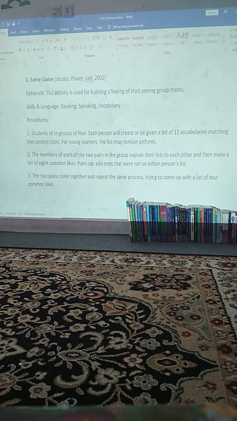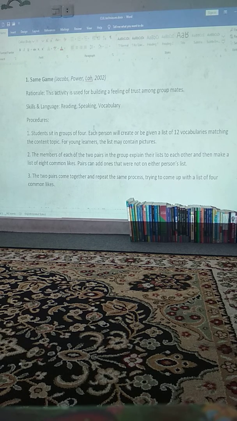So instead of aiming for competition, we should aim for collaboration. And the first step toward collaboration is building the trust among the learners. This is a very essential thing for us to aim at, and the skills we have to address here are the three: reading, speaking, and vocabulary.